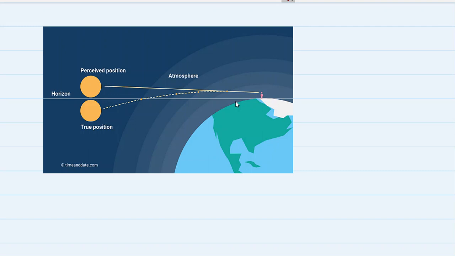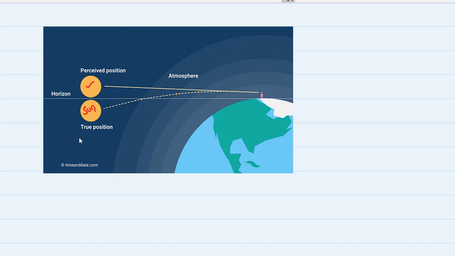When you look at the horizon and the sun is setting or rising, suppose the sun appears above the horizon. Actually the true position of the sun is this, but it appears to be above the horizon, right? If the sun has not risen yet, it appears to have already risen. If the sun has already set, it appears to be above the horizon and about to set.